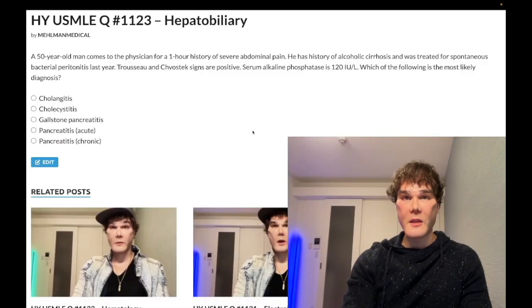How's it going, guys? We have a past level question of hepatobiliary, Steps 1 and 2. A 50-year-old man has a 1-hour history of severe abdominal pain, a history of alcoholic cirrhosis, and was treated for spontaneous bacterial peritonitis last year. Trousseau and Chvostek signs for hypocalcemia are positive.